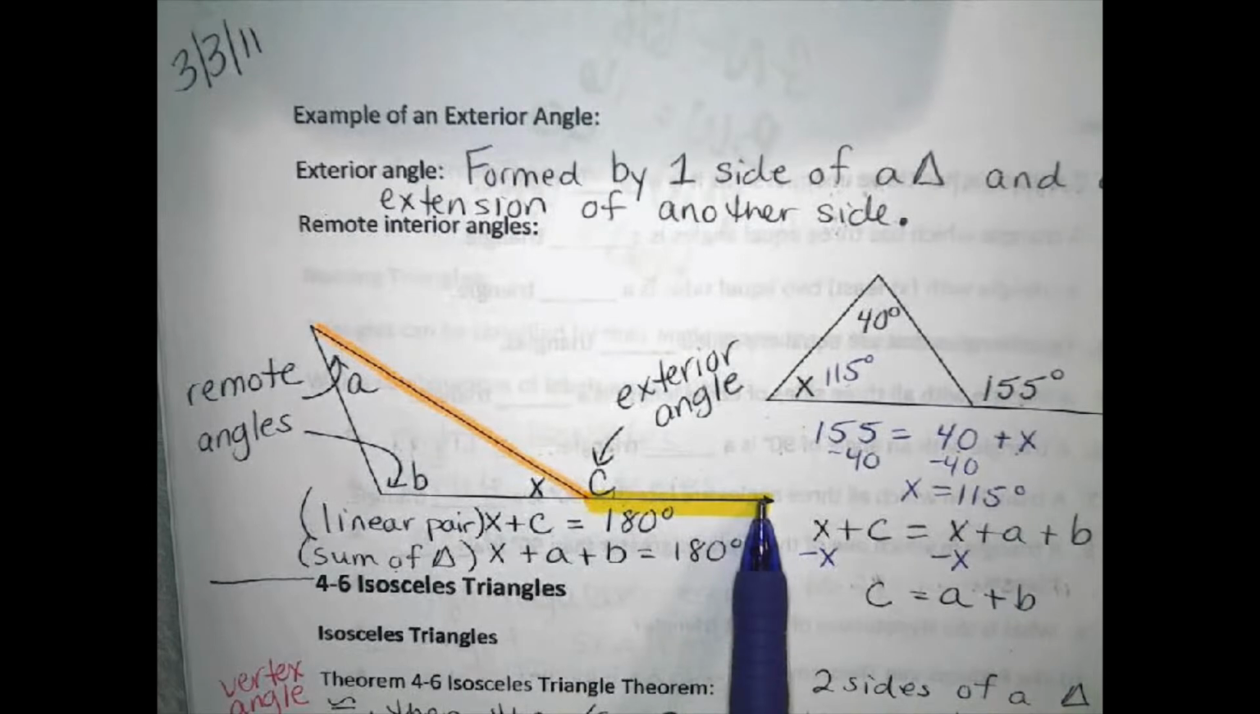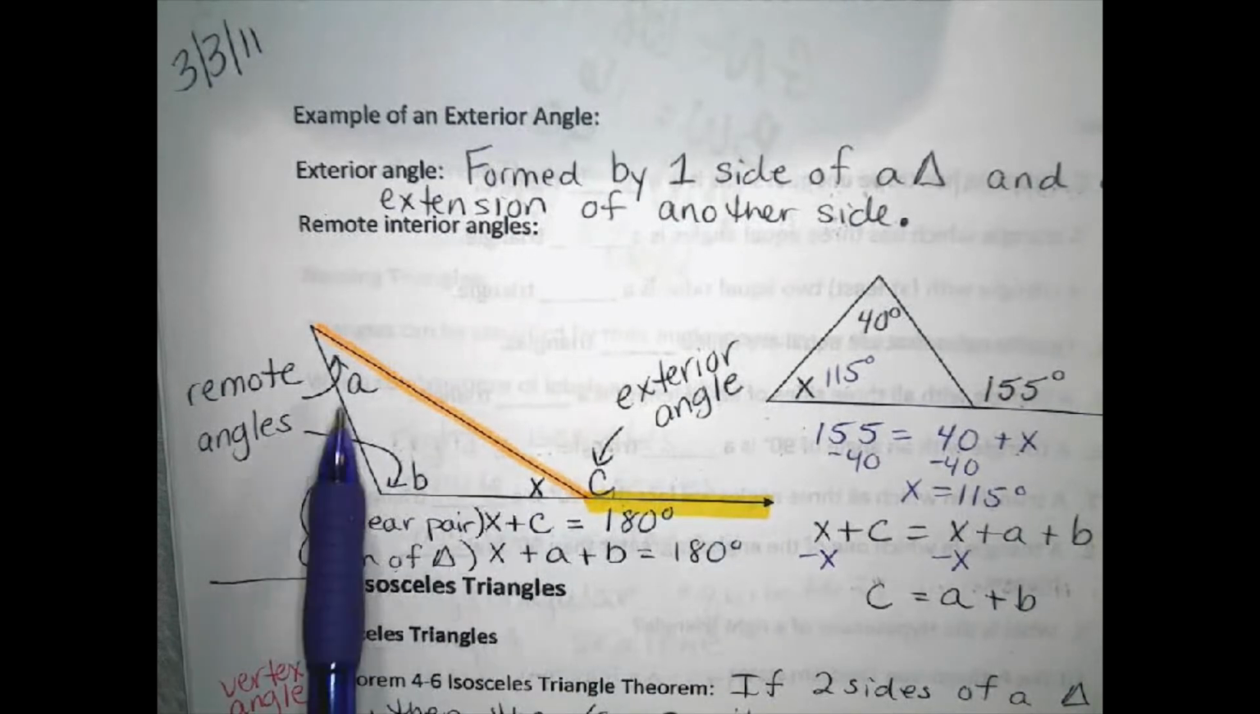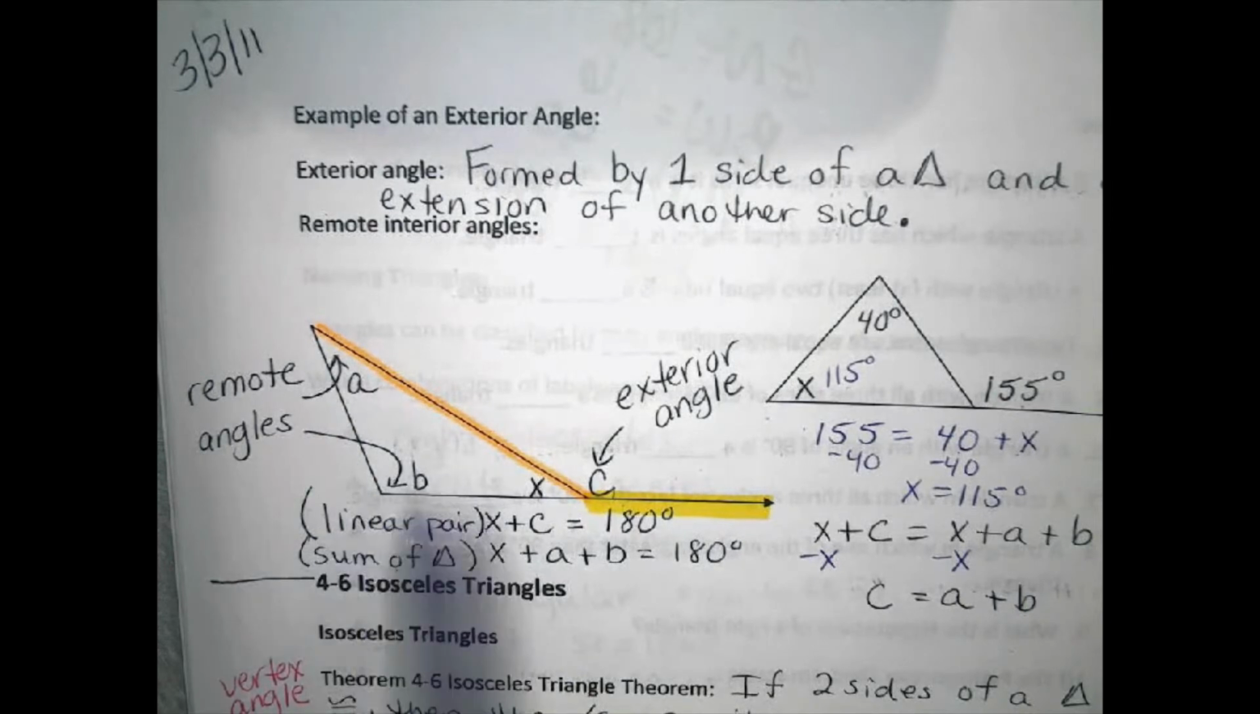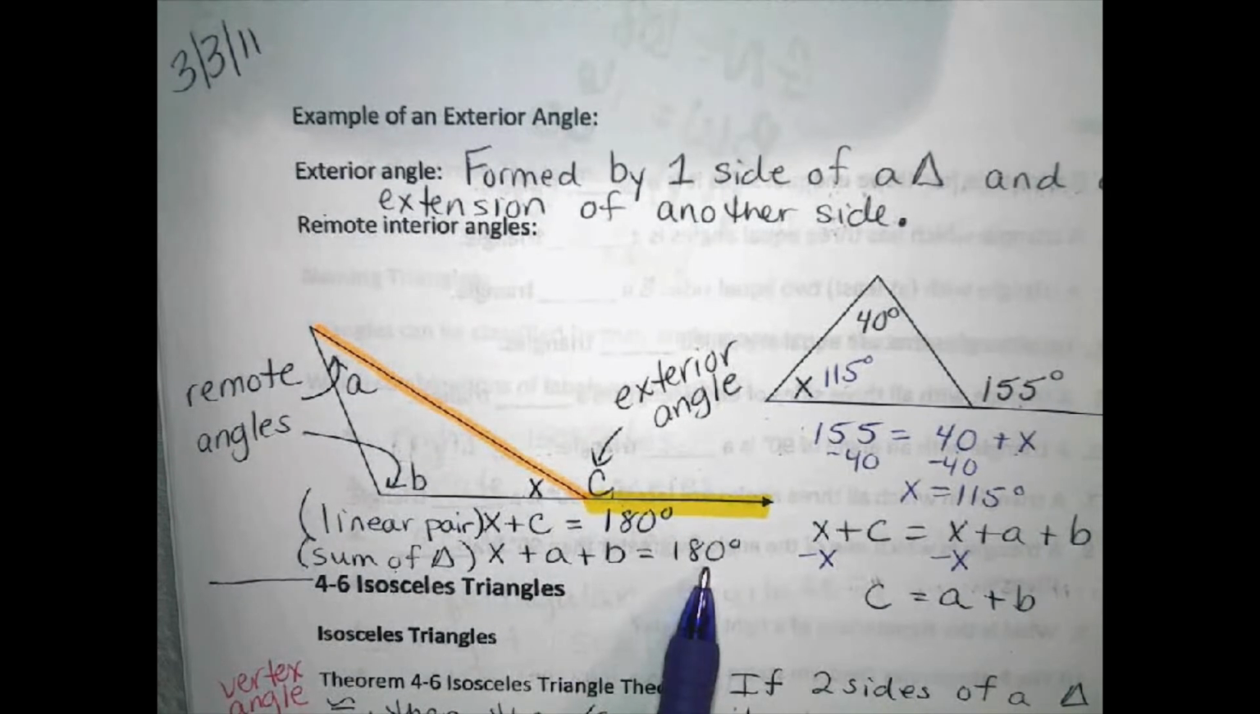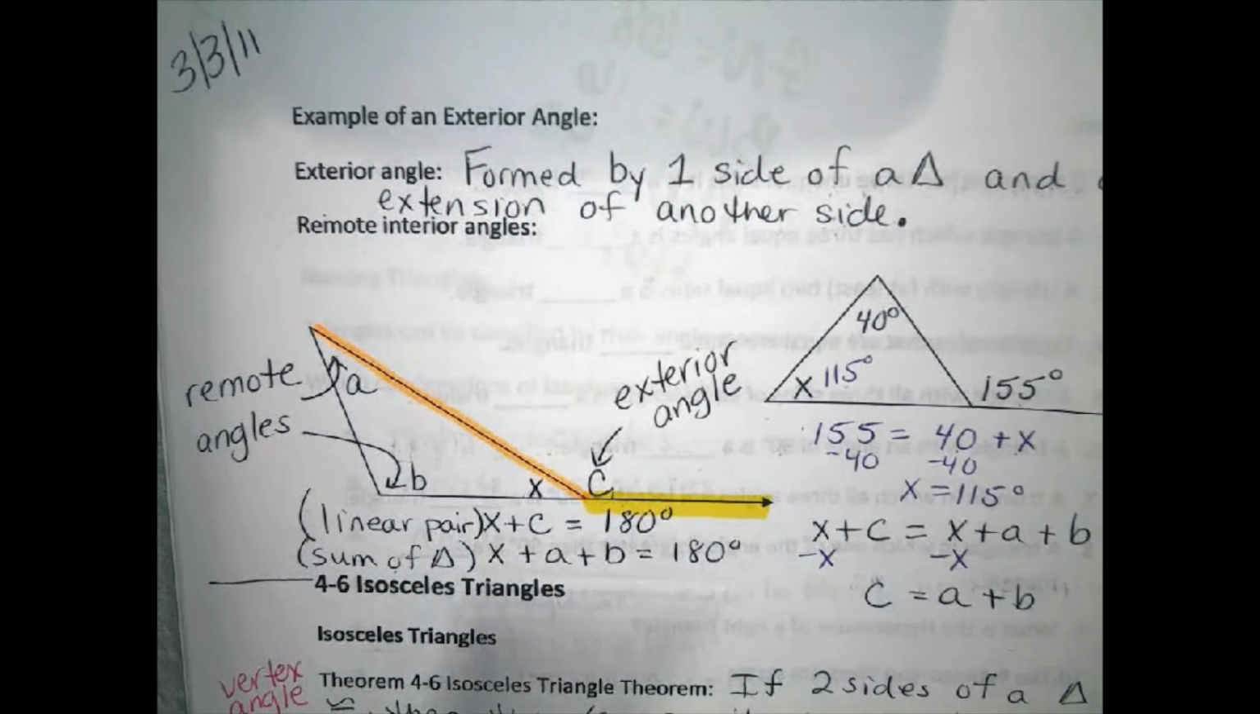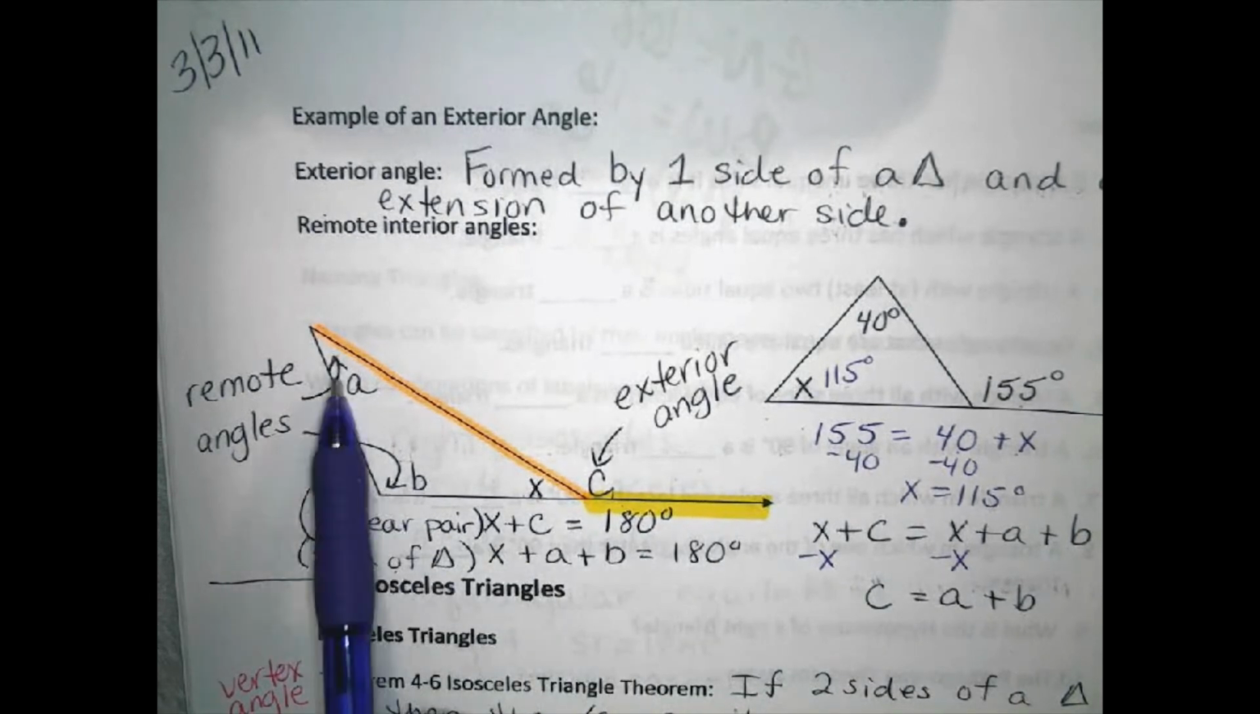The sum of angle X and angle A and angle B, all three of them together, also equals 180 degrees. Therefore, it stands to reason that if I subtracted X from both of these two equations, I would find that the sum of A plus B equals C.